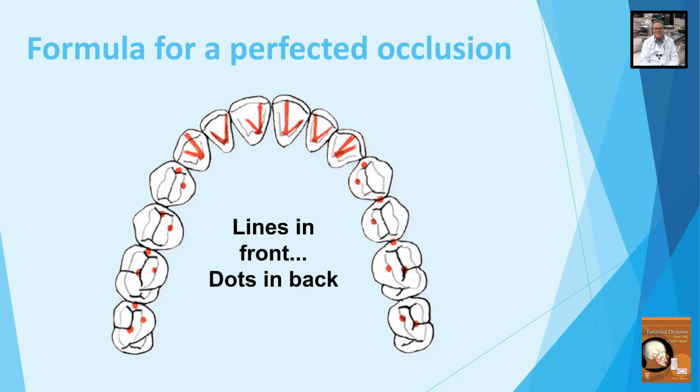When you're done, you should have something that looks like this. We say the lines are in the front and the dots are in the back. The lines are the excursive movements, and the dots are the cusp tips and flat spots. Flat spots can either be fossas or marginal ridges.